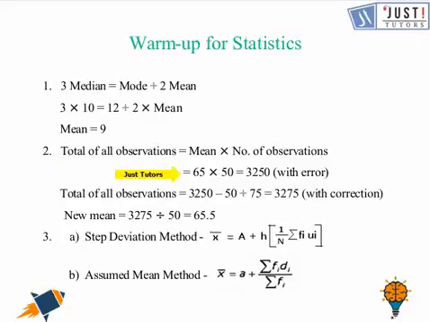So here with the error, the answer was 3250, and when we correct that, we get 3250, take away 50, and then we add the 75 because this is the actual weight that we were supposed to take. So the answer is 3275. Now the new mean is that if we divide the total of all the observations by the number of observations, so the answer is 65.5.